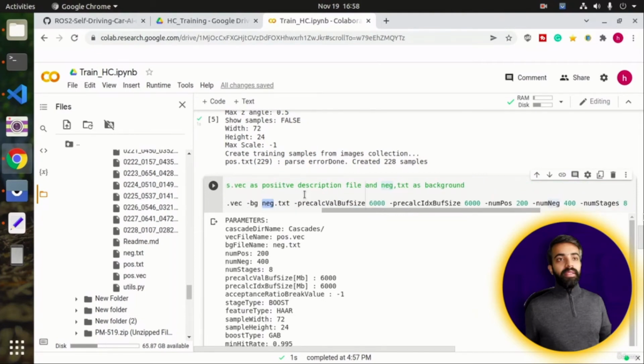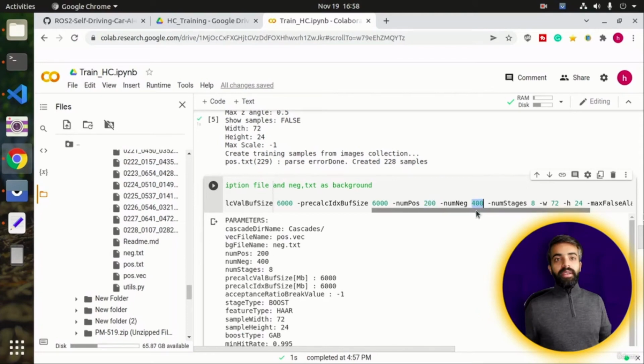Then we provide these two pre-calculation values; the buffer size is basically just for improving the efficiency of this process. Then we have the number of positive images, that is 200. This value needs to be less than or equal to the positive images that we have present. As we created 228 samples, we have written 200 here. We cannot write 229 because we do not have 229 positive samples. For the negative images, we can write any number that we desire, but as we have created 250 negative images, I can write 400 and it will run just fine.